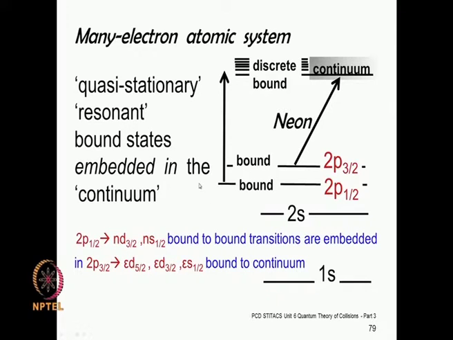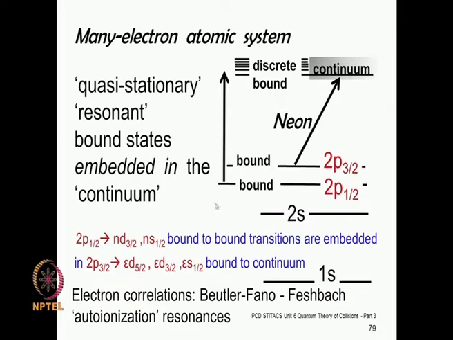These states are sometimes referred to as quasi stationary states or resonance states, and these come into play because you have got one bound state spectrum which is embedded in the continuum with respect to another threshold. Okay. So, the electron correlations cause these resonances, which are sometimes referred to as the Beutler-Fano resonances. In collision dynamics, they are usually referred to as Feshbach resonances or Fano-Feshbach resonances, and so on.